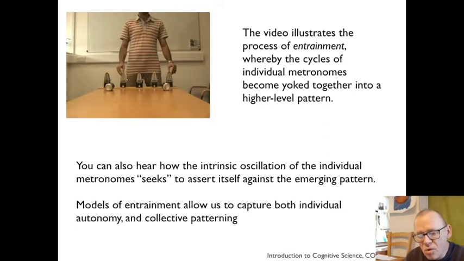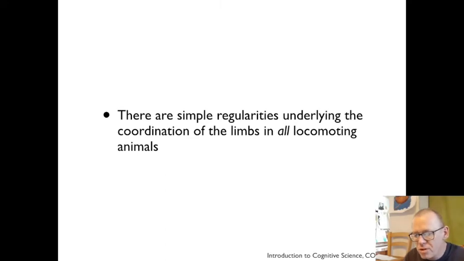And when they do so, we have a framework within which we can describe both the emergent collective pattern and the contribution of all the individual components. So we're working here towards a generic language that will allow us to describe basic principles of movement. And particularly when it comes to animals with limbs, there are some simple regularities that we see in all locomoting animals.